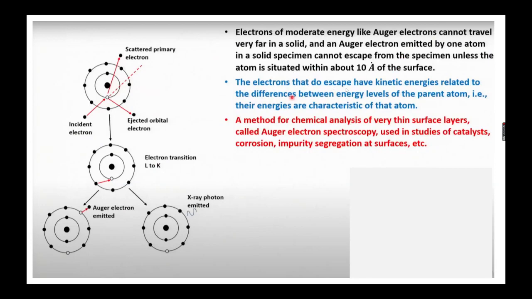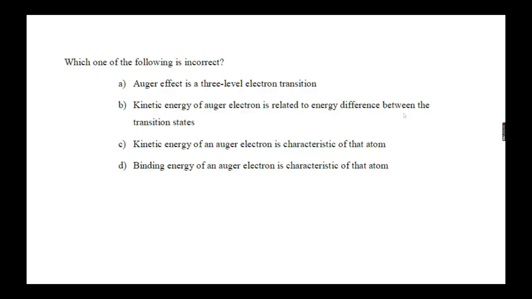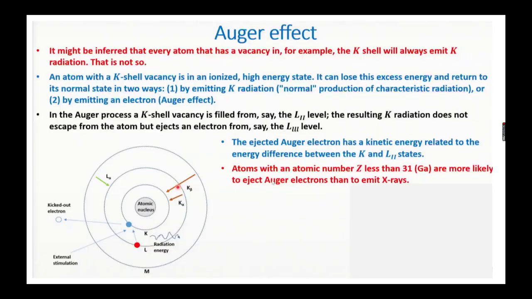So the electrons that do escape have kinetic energy related to the difference between energy levels of the parent atom. That is, their energies are characteristic of that atom. So what it is saying is that the energies are characteristic of that atom, not the binding energy. Kinetic energy, not binding. So the incorrect statement is that the binding energy of an Auger electron is characteristic of that atom. This is something you have to see in this slide for better understanding.